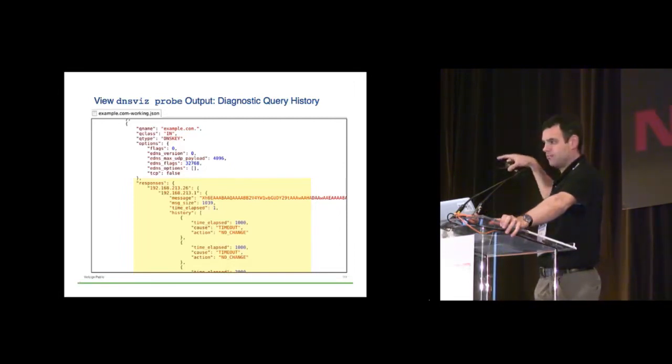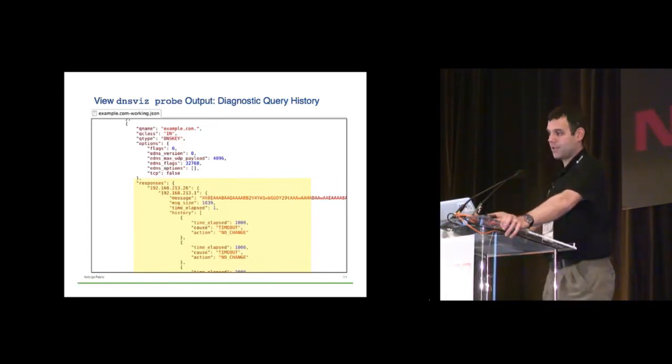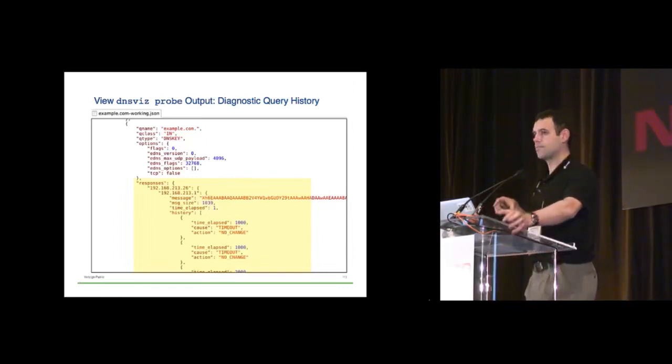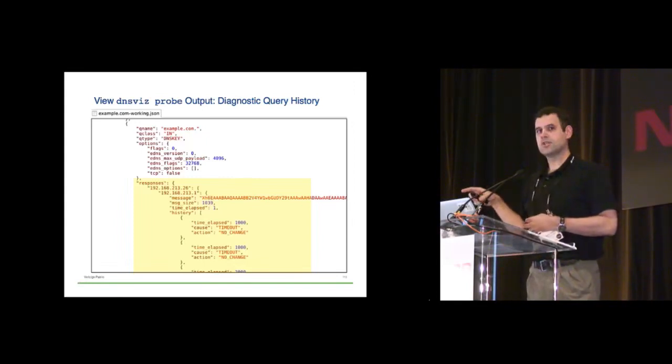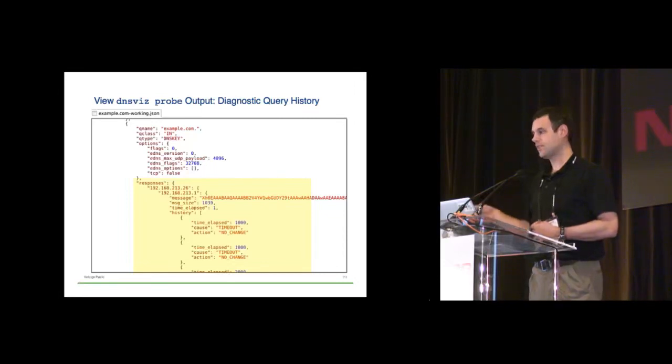Okay, so it should start something like this. So example.com qtype DNSKEY. You're going to see this under responses. You're going to see this history. Okay, and you'll see timeout and then action no change. This is actually showing the progression of what happened along the way when you were doing these queries and not getting responses. So you're seeing the actual diagnostics.